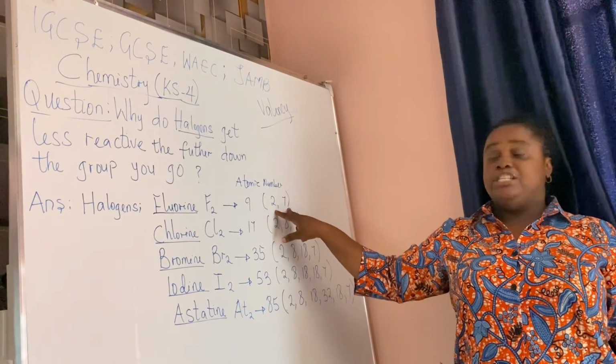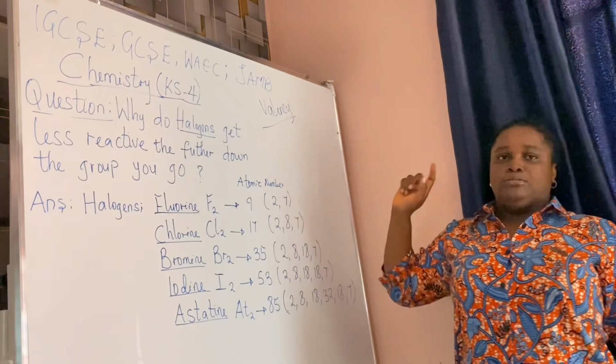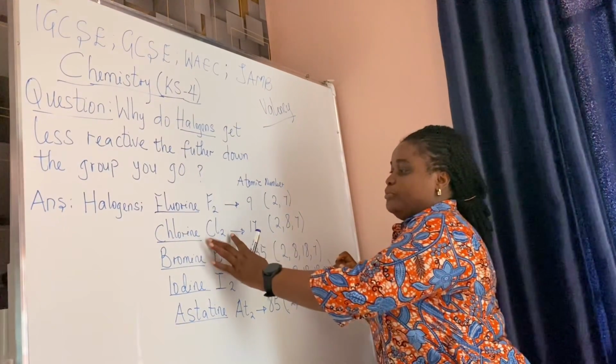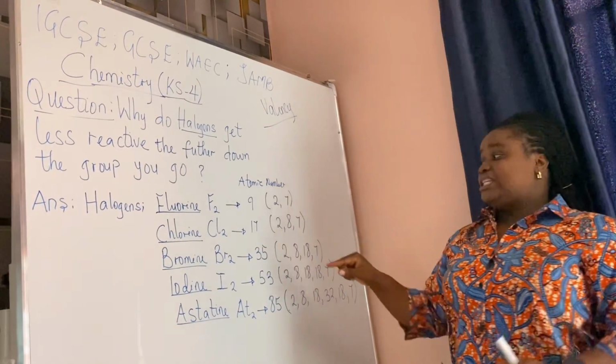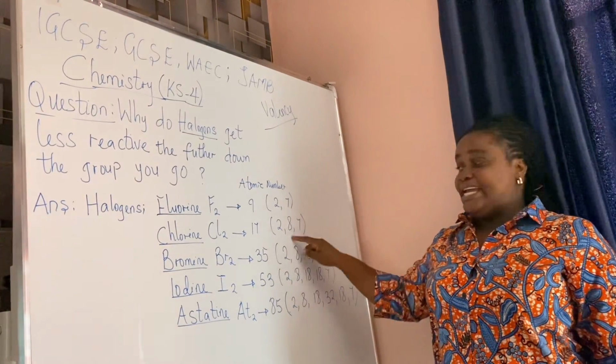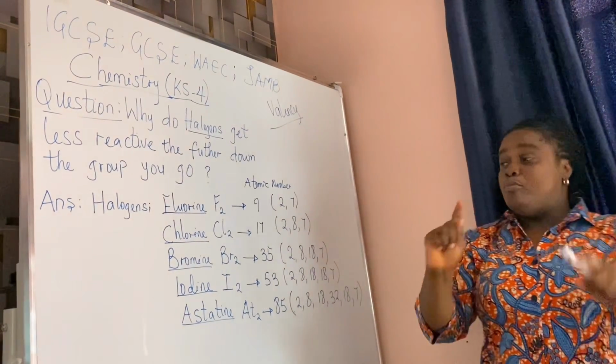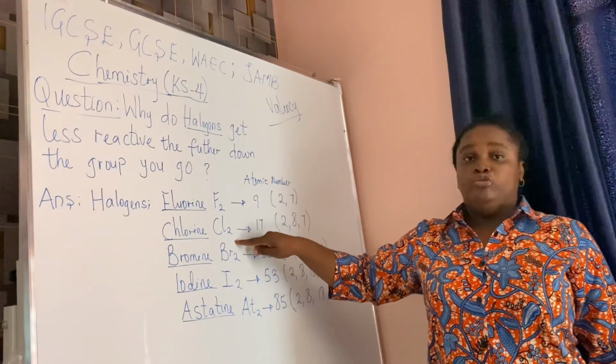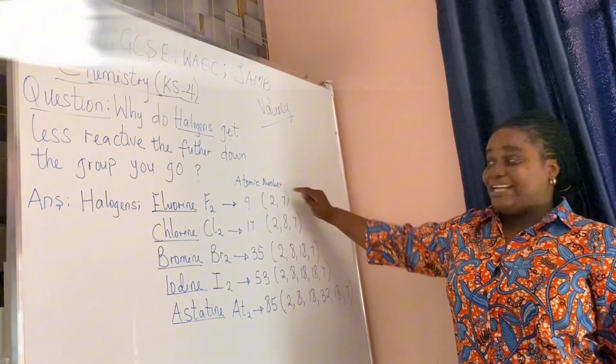This is the shell arrangement, 2 and 7. Chlorine, the atomic number is 17, and the shell arrangement is 2, 8, 7. What is common to both fluorine and chlorine is the last number, 7, 7.